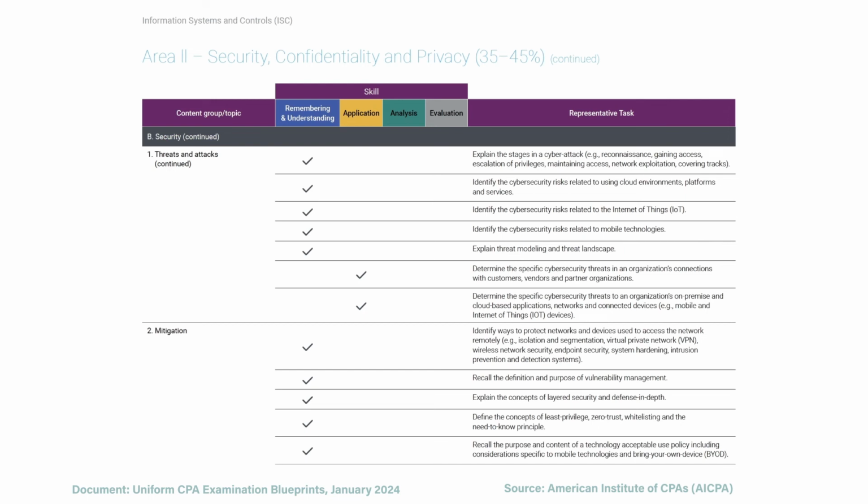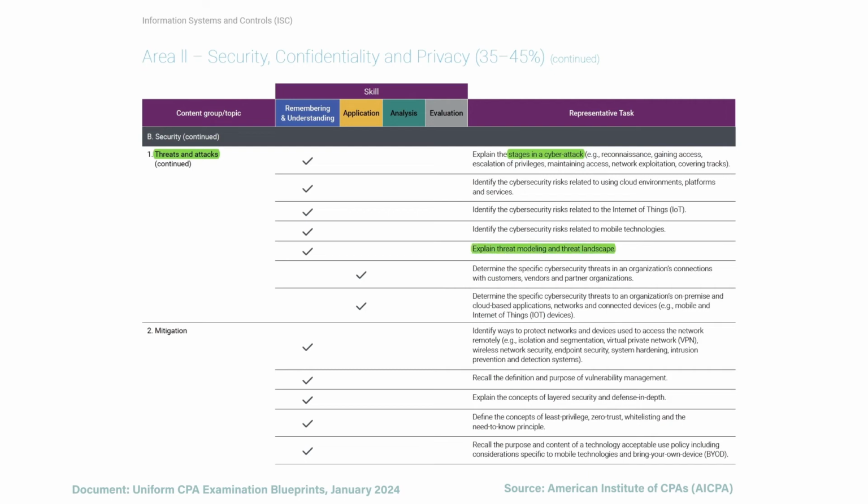Then we continue in the threats and attacks section. So we have the stages in a cyber attack. We then want to know how the cybersecurity risks relate to the Internet of Things, to cloud environments, to mobile technologies. And from there, we explain threat modeling and threat landscape.